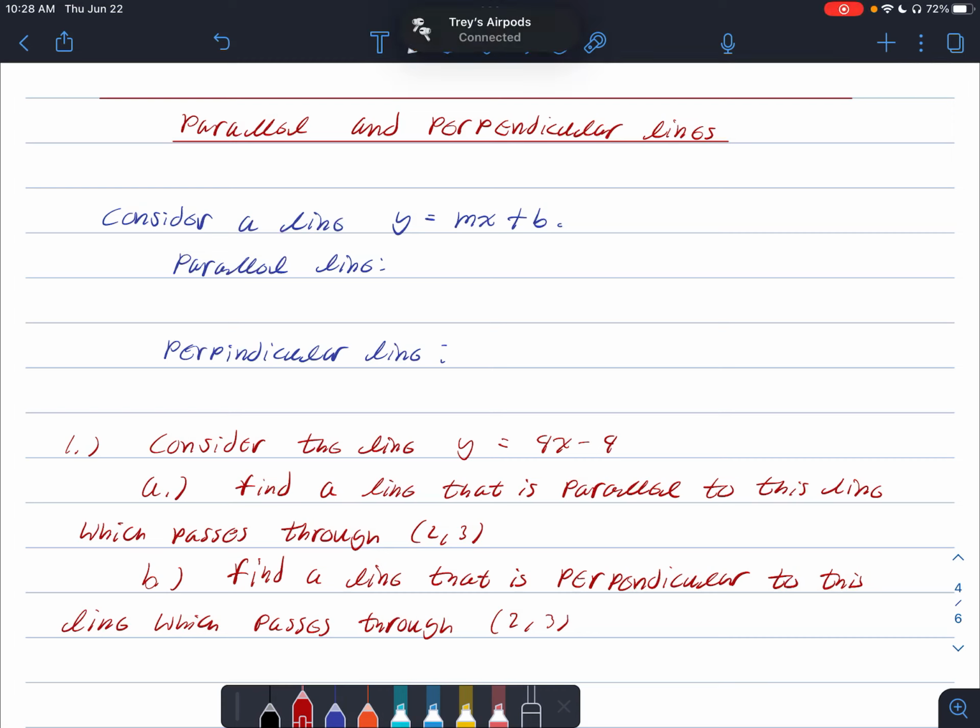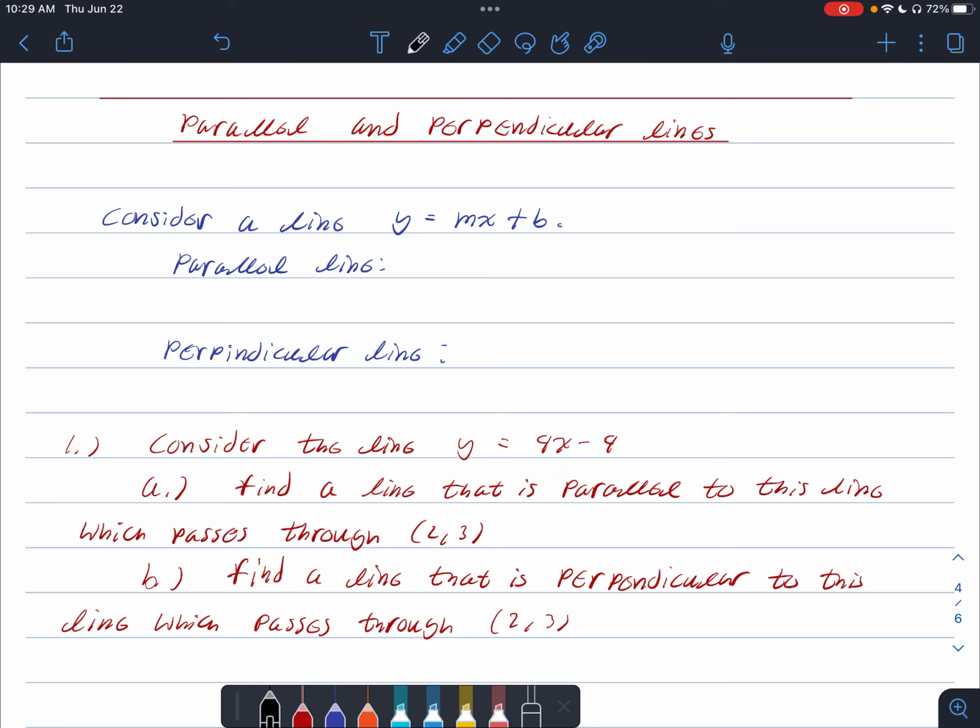For this video, I want to talk a little bit about writing equations for parallel and perpendicular lines. Okay, so to learn what we're dealing with here, let's consider a line of the form y equals mx plus b. Okay, a line parallel to this line is going to have the same slope.